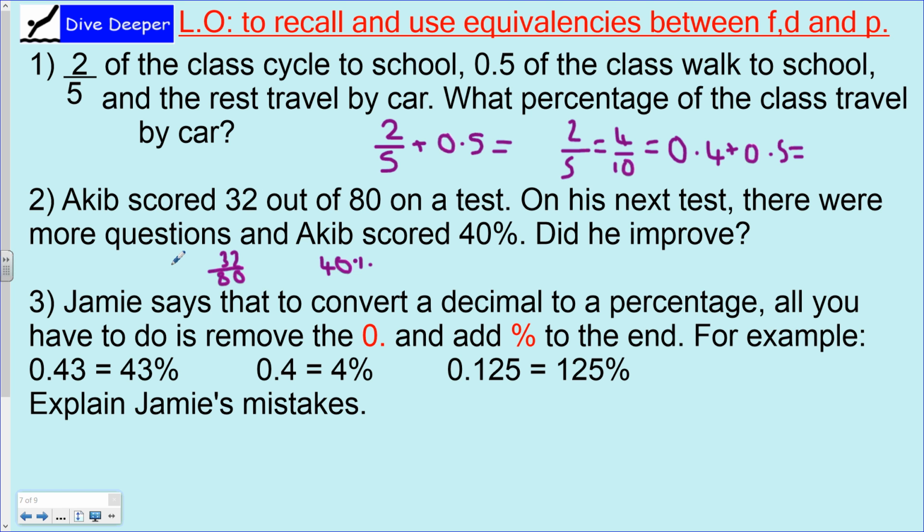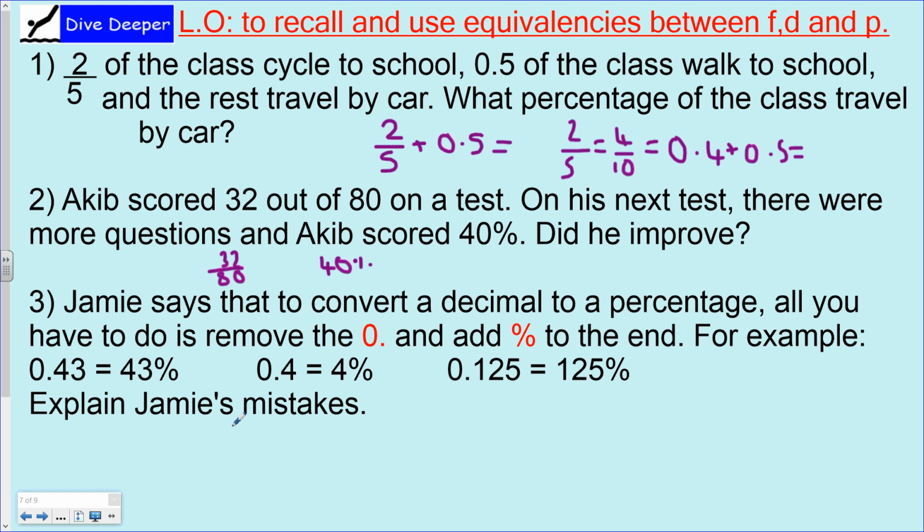Jamie says that to convert a decimal to a percentage, all you have to do is remove the 0 point and add a percent to the end. For example, 0.43 is 43%, 0.4 is 4%, and 0.125 is 125%. Explain Jamie's mistakes. So he's got quite a lot of mistakes there, hasn't he? I would go back in the videos, maybe go back to the guided video. How do you convert between decimals and percentages? Remember, percentage means out of 100, so it means 2 decimal places. And have a go at writing maybe a success criteria and explaining those mistakes really, really clearly.